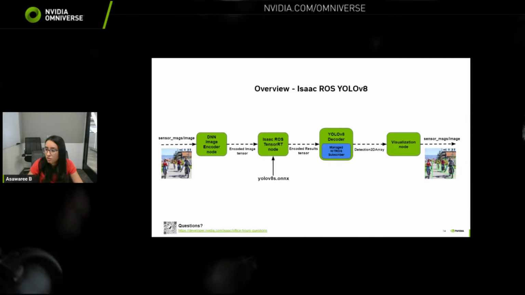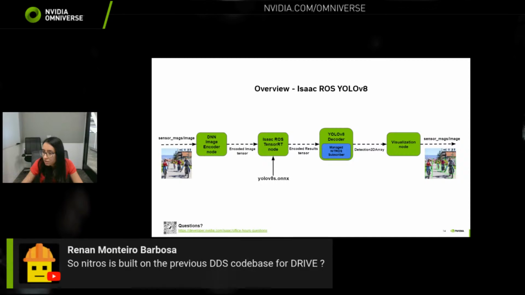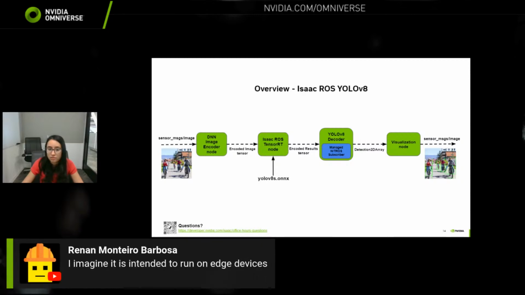I see a question in the chat. Sharing it here. It says, is Nitros built on the previous DDS code base for Drive? With Isaac ROS, you can use any of the ROS middleware, so DDS, but it's not based, as far as I know, on the code base for Drive. That is a different thing.